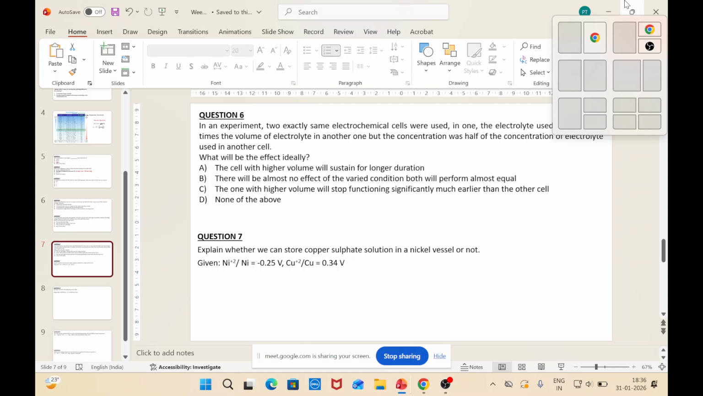If you know the Nernst equation, you can solve. Actually this does not require the Nernst equation, but you need to calculate the potential of the entire cell. Assume that copper sulfate in a nickel vessel is kind of an electrochemical cell, and then calculate the potential for that cell. Once you do that, you will be able to understand whether you can store it or not.